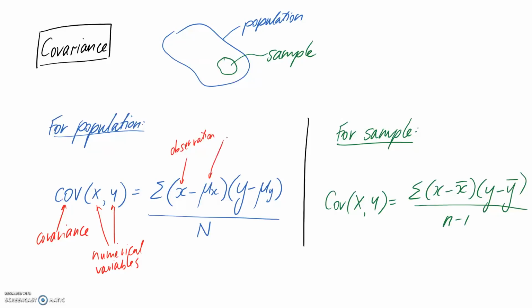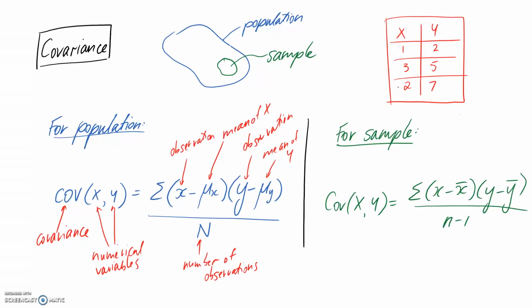Mu x, all right, remember in the other videos we talked about mu being the mean. So it's going to be the mean of our variable x. Y, this is going to be the corresponding y value for our observation that we're interested in. And then finally we've got mu y, which is going to be the mean of the y variable. And finally on the bottom line, n is the number of observations or people or whatever it is in your data set.